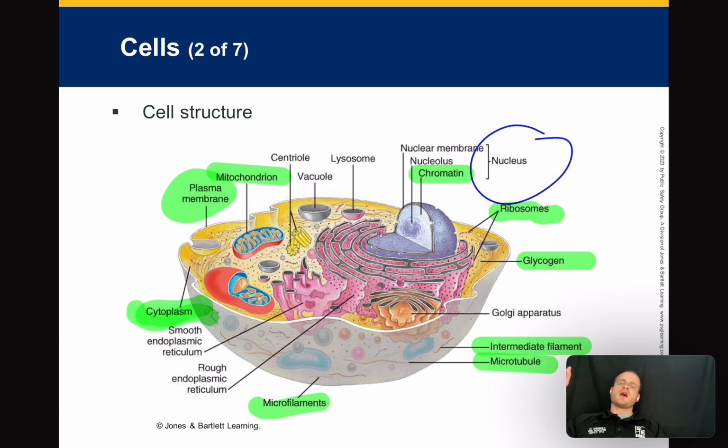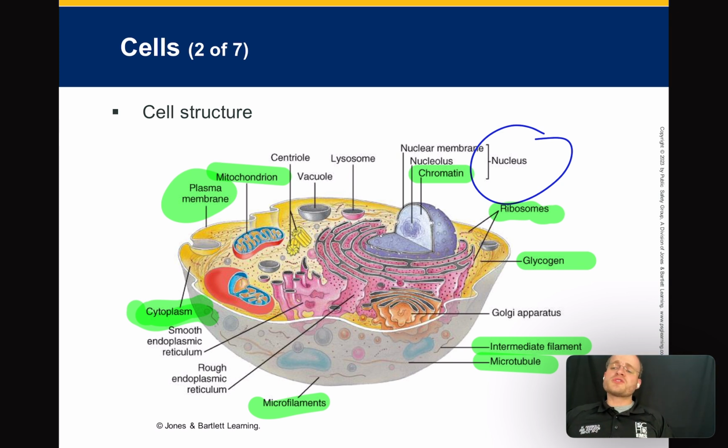Okay. Centrioles, these are weird. These are basically, again, used in DNA replication. They act as poles to help pull the DNA apart so it can replicate more or less. Okay. A vacuole is just like a little canister, more or less. They can hold stuff, whether that's fluid or cellular machinery or whatever needs to go in there.